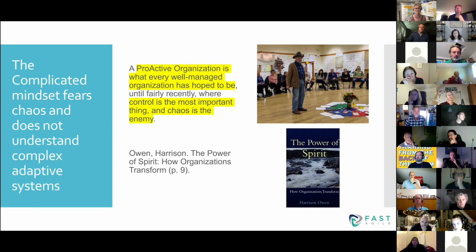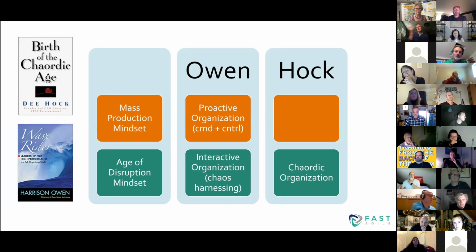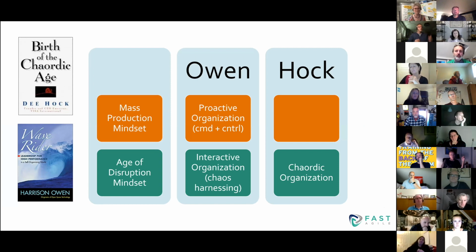So this is where we are over there on the right in the complicated space. Now we want to get over to the left into this complex environment. So Owen talks about the proactive organization. I've made it orange there. So where he's saying we should go to is this interactive organization. So we go from proactive to interactive. So proactive means I need to get in front. If I make this plan, I'm going to win this portion of the market. If I do this, then that.